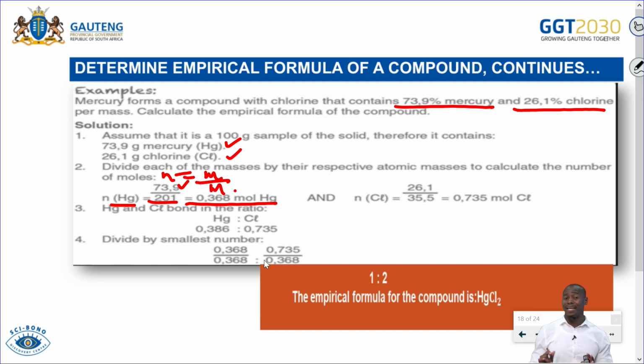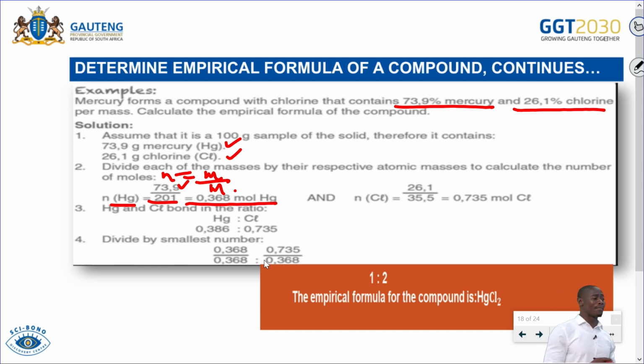So when you calculate the number of moles, the molar mass that you're going to use is the exact molar mass from what? From the periodic table. You don't multiply it by any value, because you don't know how many mercury atoms are present, how many chlorine atoms are present. The only thing that is given there is the percentage of each element in that compound, right? So this is the number of moles of mercury, which is 0.368 mole.